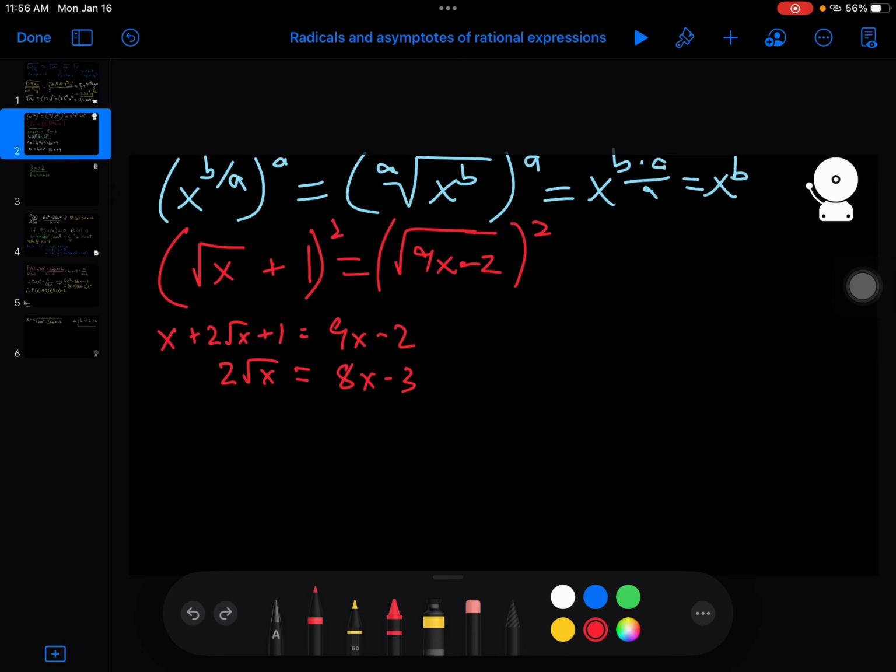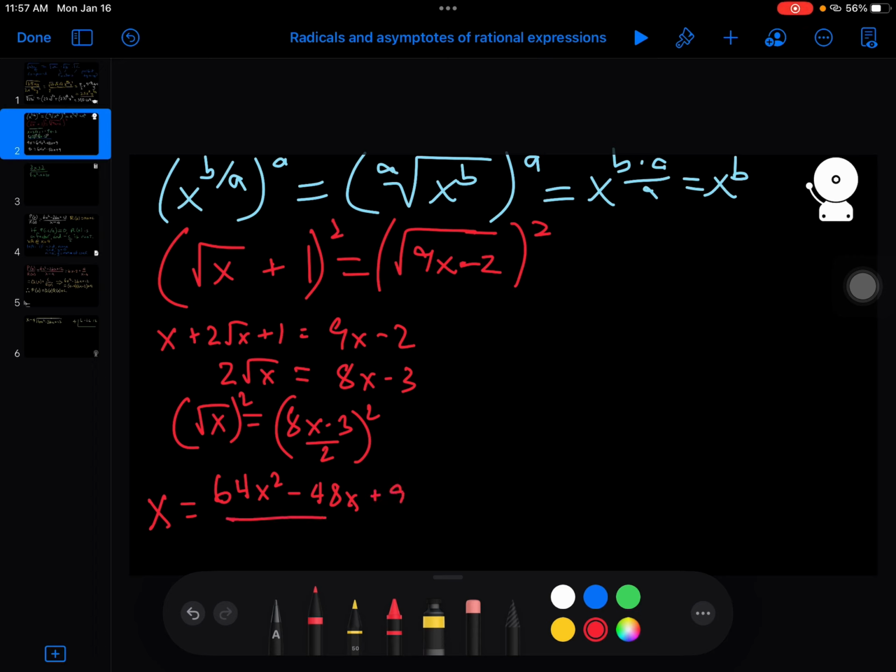And we've got a couple of different ways to go about this. So what I first thought was to divide by 2. We get 8x minus 3 all over 2, and then we're going to square everything, and we get x is equal to, carry out all the operations, 64x squared minus 48x plus 9 all divided by 4.